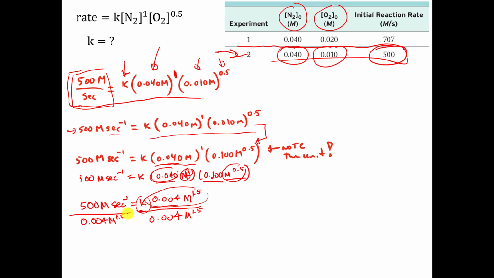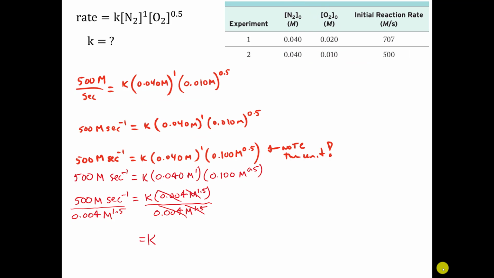And in that case, we'll have K is equal to all of this, because the 0.004s and the molars on the right side will cancel away. And we're going to do 500 divided by 0.004, and 500 divided by 0.004 is 125,000. And the only thing left is the units. This is a little bit weird, but in the numerator we have molar to the first power, and in the denominator we have molar to the 1.5 power.